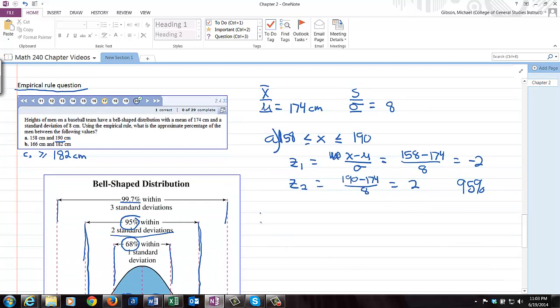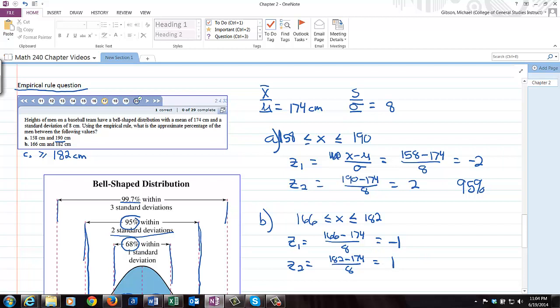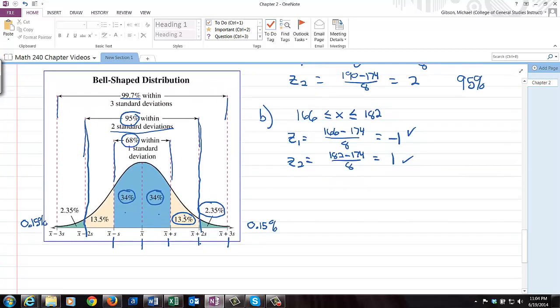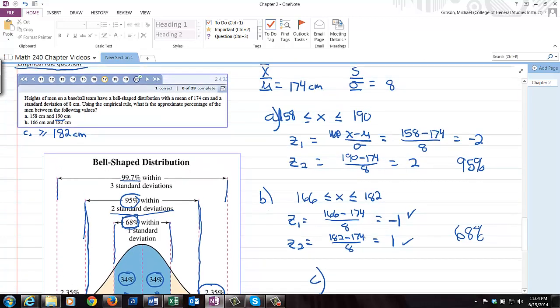All right, so for B, we want x greater than or equal to 166 and less than or equal to 182. So the lower z-score, 166 minus the mean of 174 over 8, will be minus 1. And the higher z-score of 182 minus 174 over 8 will equal 1. So between minus 1, one standard deviation below the mean, to 1 standard deviation above, that's within 1 standard deviation of the mean, right? So that's our 68% answer right here. Or you could just add up the 2 here. Either way, 68%.